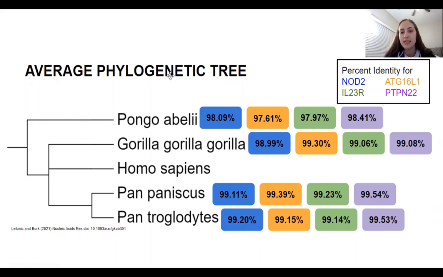And we see the closest identity in NOD2 and actually throughout all of the genes, but specifically we can look at the species that are most closely related to Homo sapiens, and those tended to have the most percent identity, even though all of the percent identities were very good.